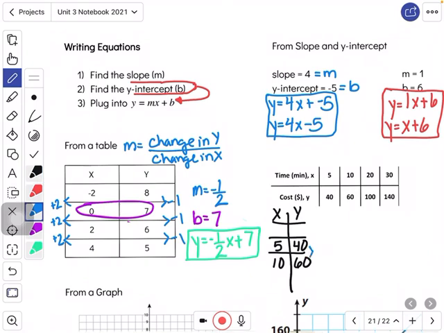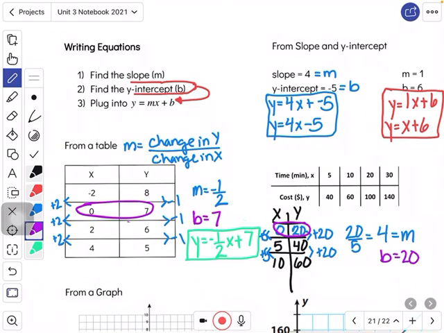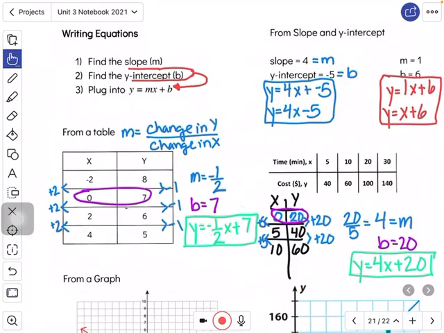So slope: y plus 20 over x plus 5, so 20 over 5 equals 4, so that's your m. Work backwards. What plus 20 is 40? 20. What plus 5 is 5? 0. There is our y-intercept. B equals 20. Plug them in. Y equals 4x plus 20. Final answer. Moving on to the graphs.